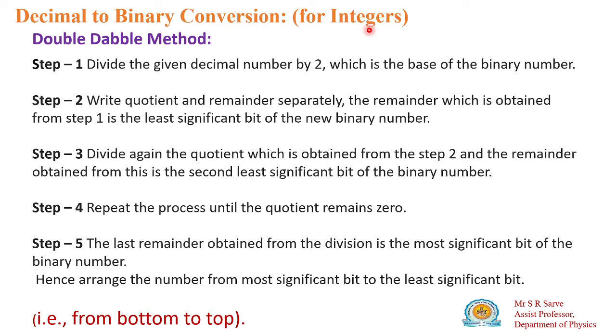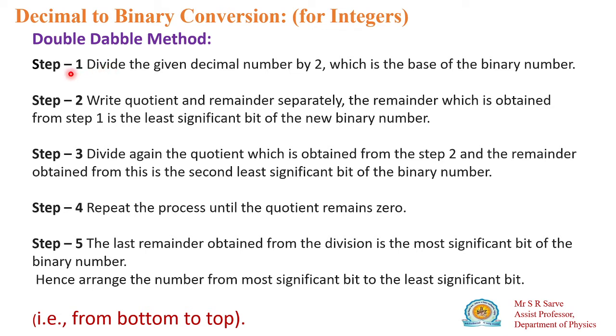That means we have to convert, suppose the decimal number is 34. We are not taking fractions. Fraction means 34 point something, that we are not going to learn here. We are going to learn only integers here: 34, 35, 56, 58. So first we will learn how to convert an integer from decimal to binary.